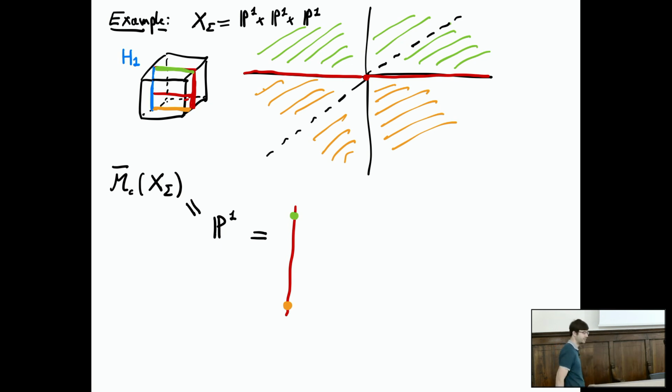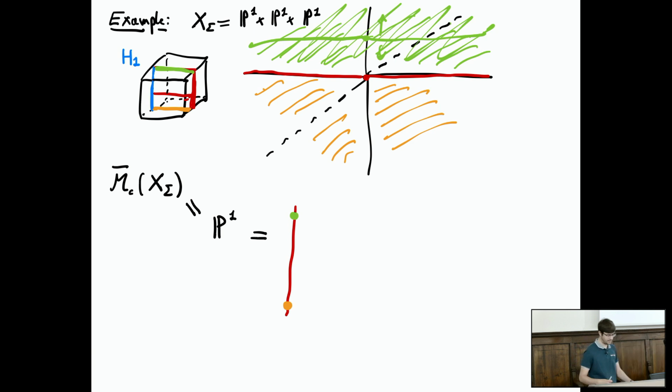So d equals 3, d minus 2 is 1. I can just move this red curve up and down. And if I move up, for example, at some point I will hit the top part of the boundary and I will get this green curve. So this green curve is in the boundary of the moduli space. And its tropicalization is a one-parameter family of tropical curves looking like that and moving up and down inside this upper part. And similarly, if the curve is going down, at some point it will hit the boundary into this orange part. And the tropicalization will be this one-parameter family of curves here moving up and down.